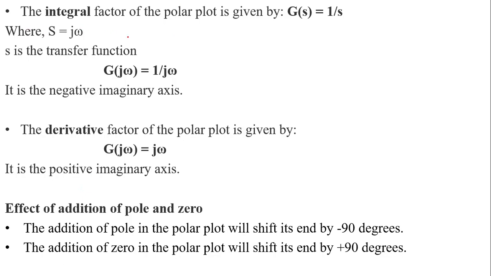Here we have the integral factor and the derivative factor in the transfer function of the control system. First, the integral factor of the polar plot: for our example, G(s) equals 1 by s. In the next step, wherever we have s, we replace it by jω, so G(jω) equals 1 divided by jω. The polar plot of the integral factor is the negative imaginary axis.